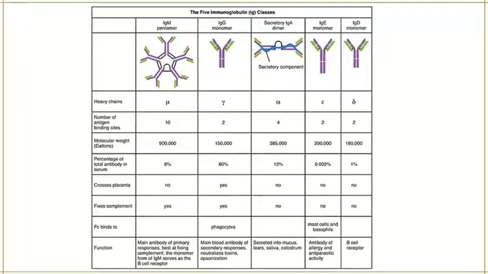Next, they will not ask you molecular weight and all. Definitely they'll not ask you, but they'll ask you percentage. Which antibody is present in the highest amount in the body? That is IgG, which is 80%. After that comes IgM, which is only 6%, and after that is IgA. So IgG is the most.